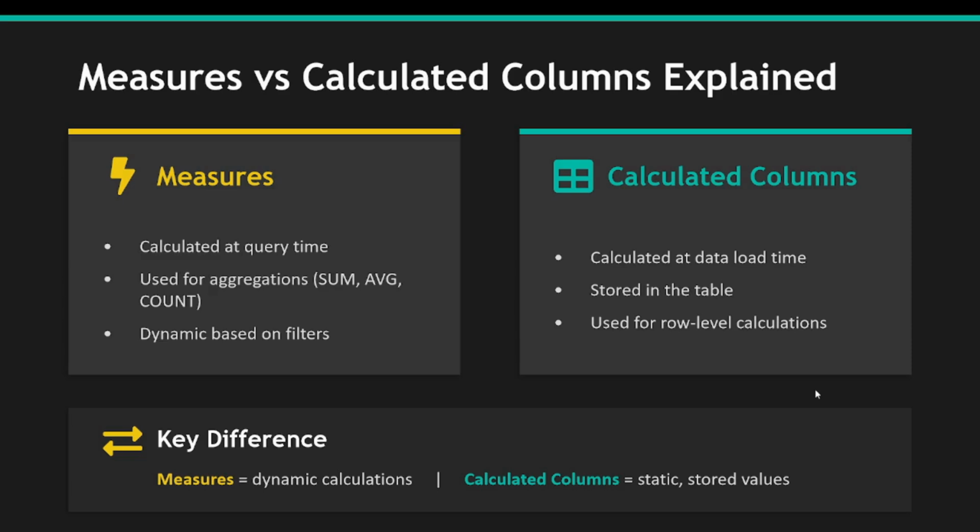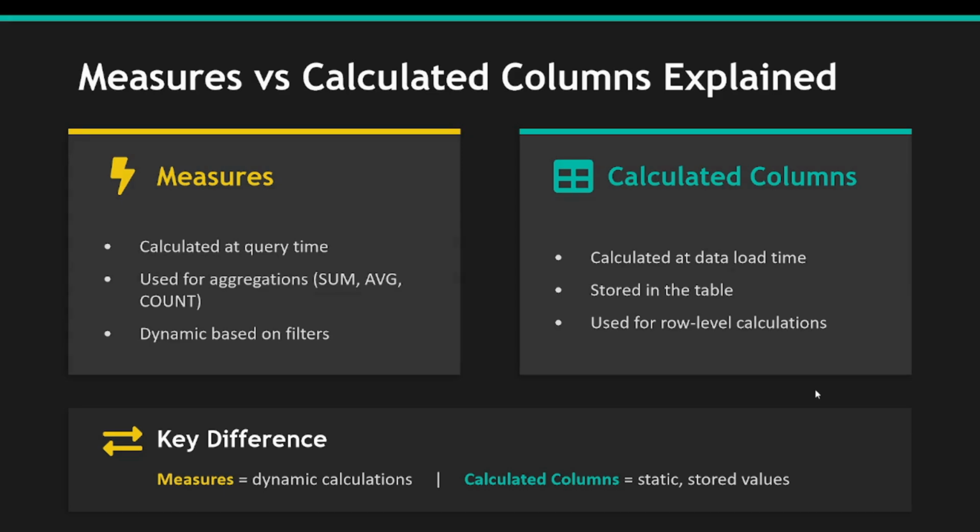Calculated columns are best suited for row level calculations, situations where you need to compute a value for each individual row in your table, such as combining first name and last name into a full name column, categorizing transactions into price bands, or calculating the age of a customer based on their date of birth.